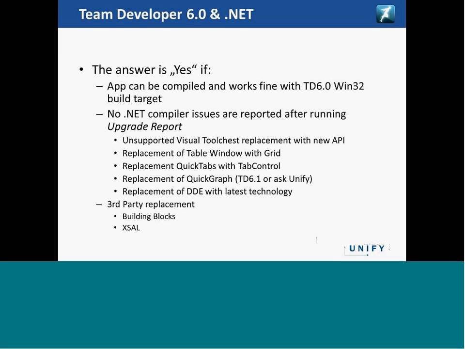But mostly this depends on really unsupported functions, like Visual Tool Chest replacement. So you may have some Visual Tool Chest items which are not now inside the .NET framework, so you have to replace them with new controls, like a tree control. We provide some new controls inside Team Developer 6 which help you get your applications to .NET. For example, we replace the table window with a new grid control. It's the same feature plus some new column types, export to Excel, and new features and so on.